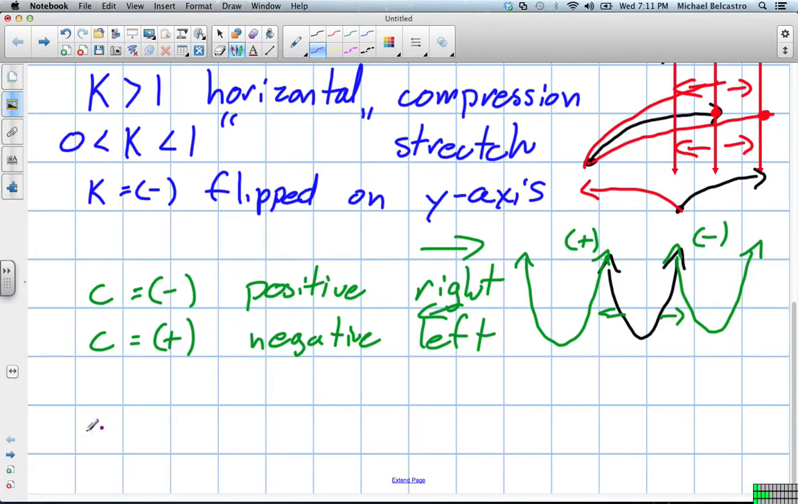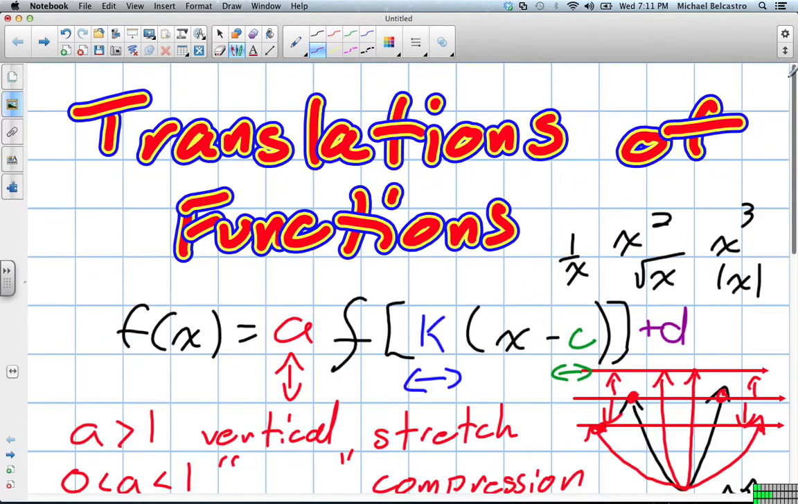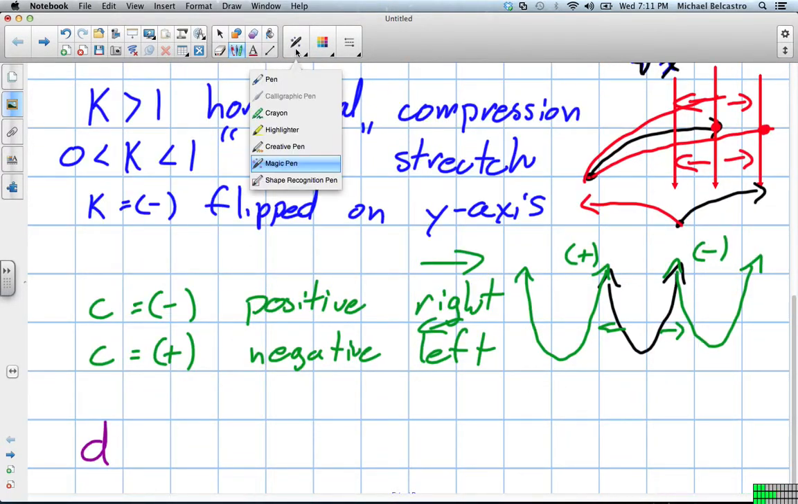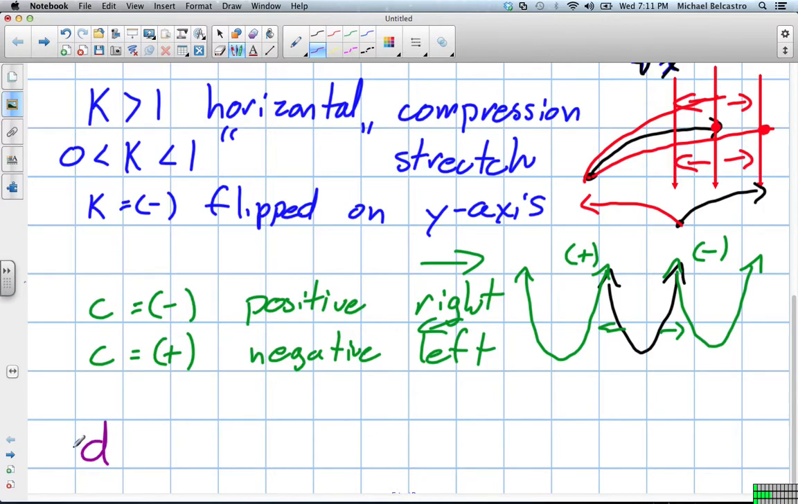And finally, D, we'll jump back up. Once we do an overview of this, it'll make a little more sense. It's again vertical stuff. I want you to notice the pattern also. Everything in the brackets is horizontal stuff. Everything outside of the function, like A was outside of this function and D is added or subtracted at the end, is vertical stuff. D is the same type of thing as C, except it actually kind of makes sense. If D is positive, we go in a positive direction. We go up because it's vertical.